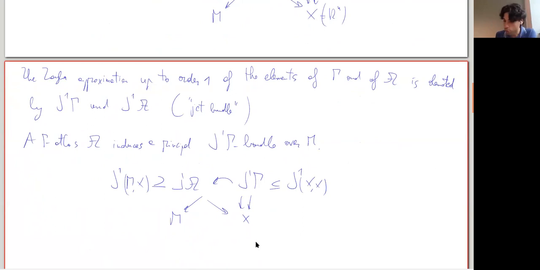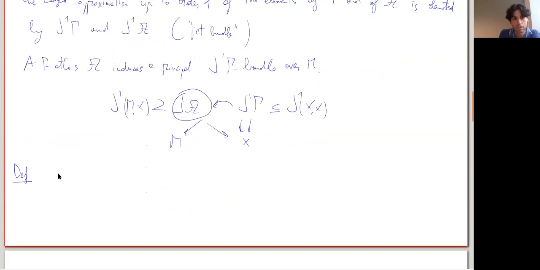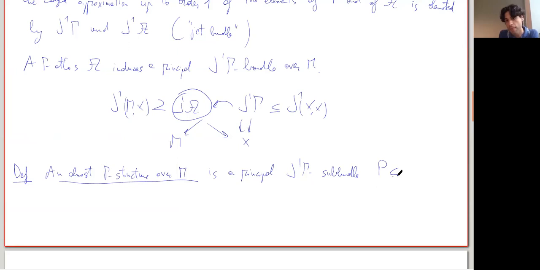So now what we want to do is to consider something which is like J1 of A without knowing that it is J1 of A. This will be our almost gamma structure in terms of the pseudogroup. So we forget that we have an atlas, but we do remember that we have a principal bundle which is inside this other space. So, definition. An almost gamma structure over M is a principal J1 gamma subbundle P inside J1 MX.